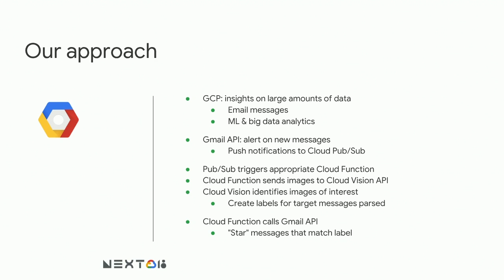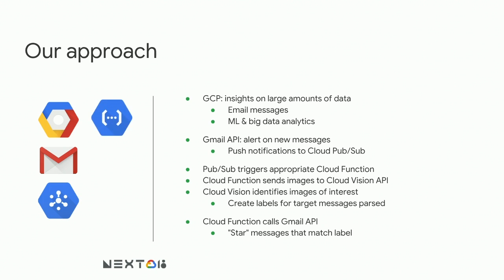GCP has a lot of ML and big data analytics that you can take advantage of, so it's important to do that. So one of the tools that we can use is the Gmail API. You can get an alert for every new message. And the way you do that is you can tell the API to set up a push notification to Cloud PubSub. And then Cloud PubSub can trigger an appropriate Cloud Function.